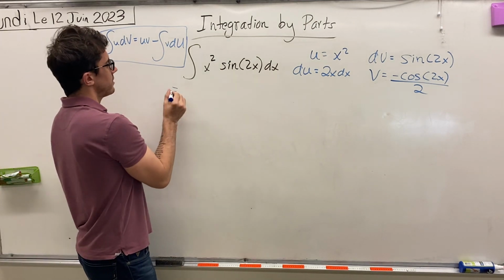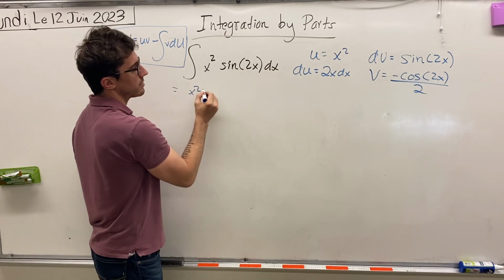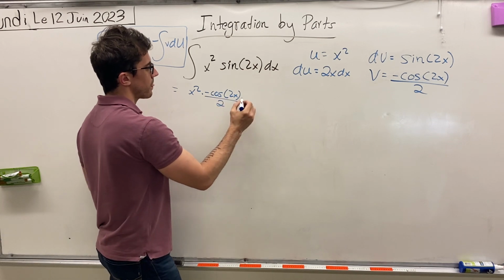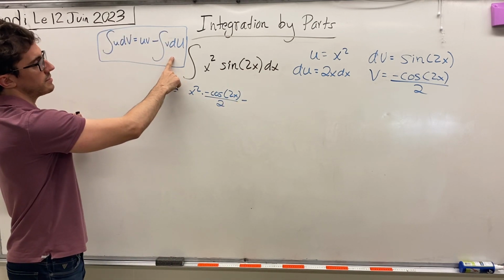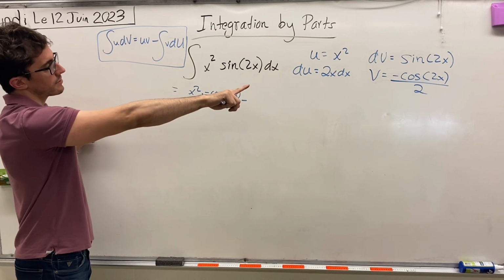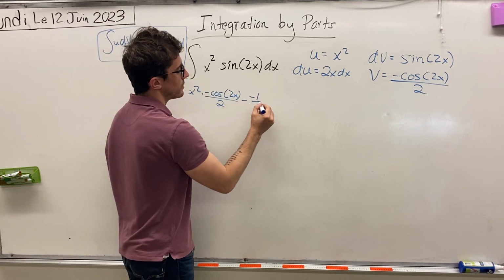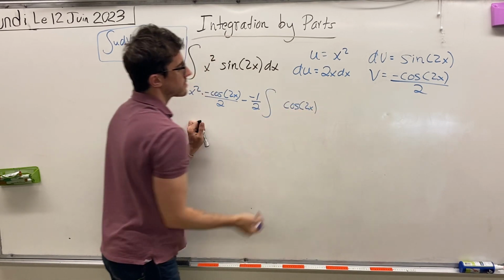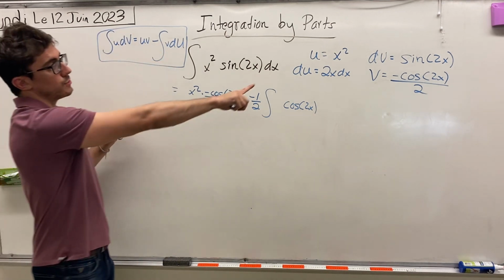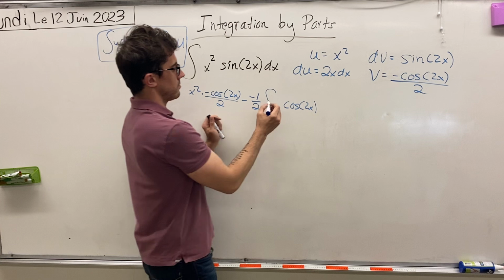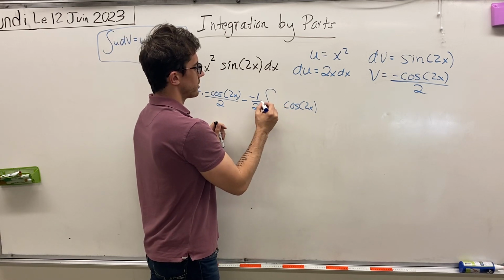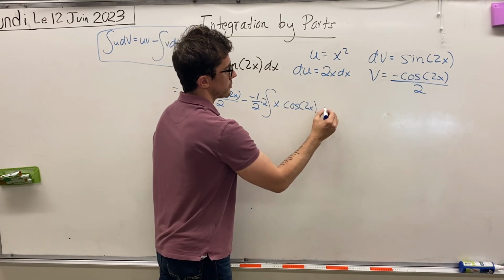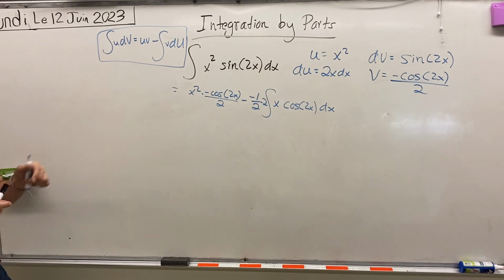and so we'll have u times v, so that's x squared times negative cos of 2x over 2, minus the integral of v du. So v is negative, we can pull out a negative 1/2, the integral of cos of 2x, and du is 2x dx. So, well, we can pull the 2 out front here and just write the x inside. So we'll have x cos 2x dx. Okay? We can simplify this a little bit.